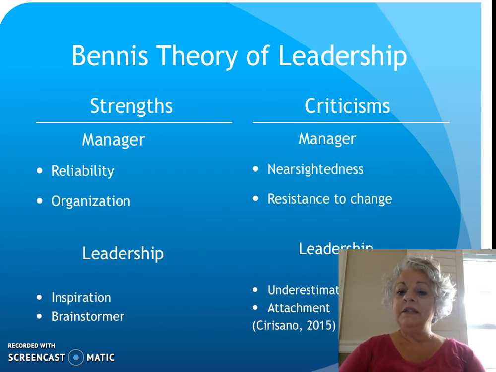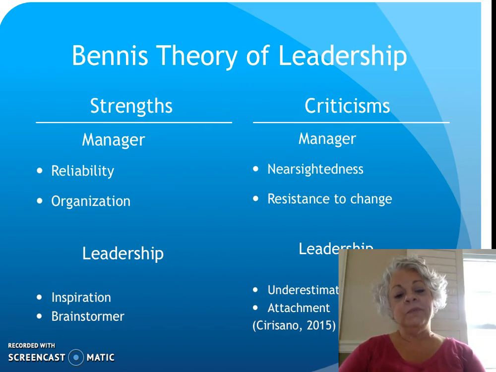But they can be a little nearsighted. They tend to only look at their own unit or their own department and may not look at what the entire organization needs to do. They also may be resistant to change. I would be a rich woman if I had a nickel for every time somebody told me, if it ain't broke, don't fix it. They just don't want to change, and that includes staff as well as managers.